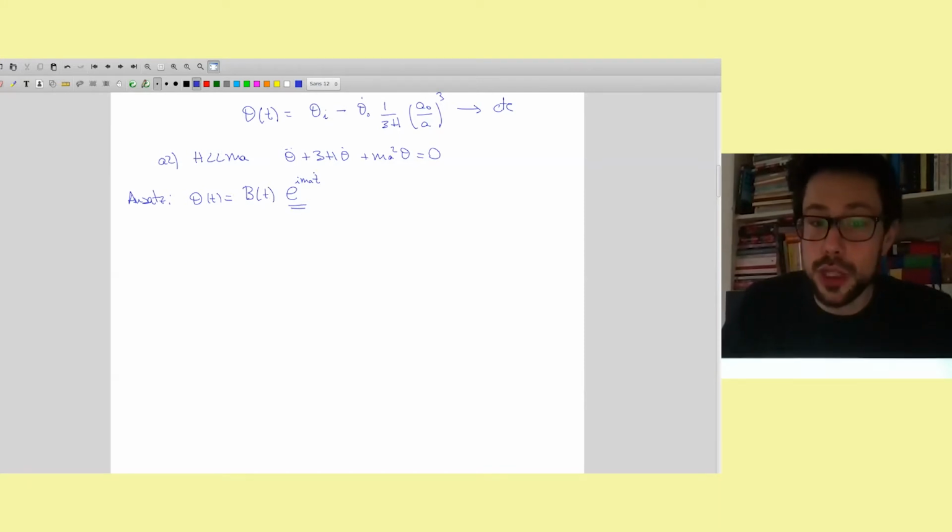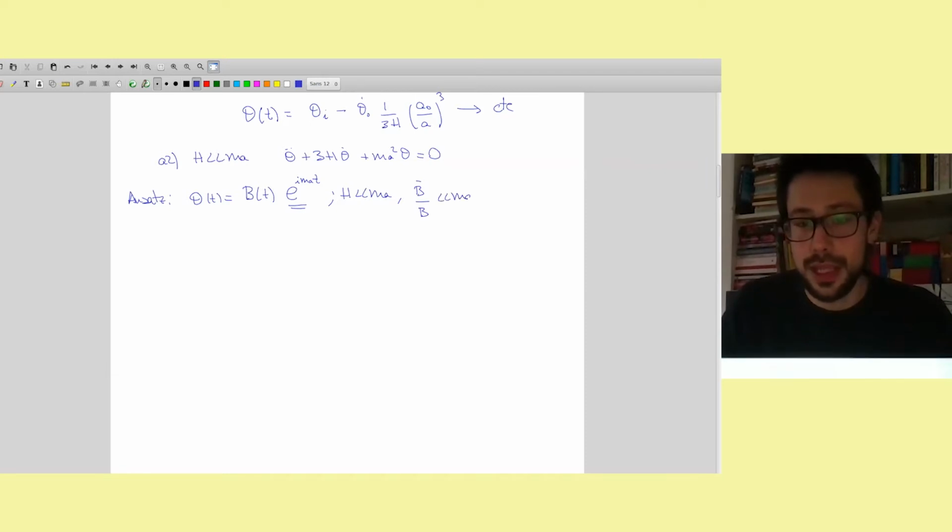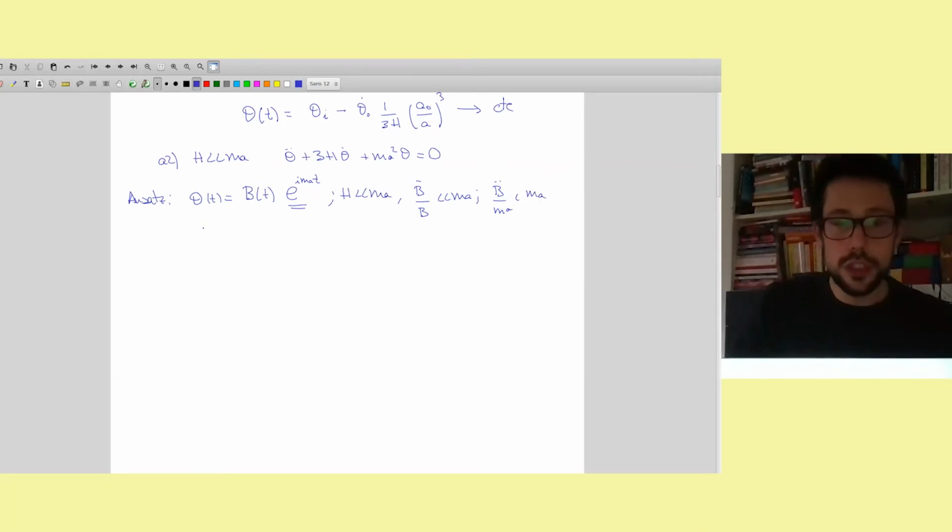Moreover, since H is way smaller than m_a, we are also going to use that the rate at which this amplitude gets smaller and smaller is slow compared to the oscillations. This means we will use what is sometimes called the adiabatic or WKB approximation, in which b dot over b is way smaller than m_a, and b double dot over m_a is also way smaller than m_a. Okay, so now what we can do.